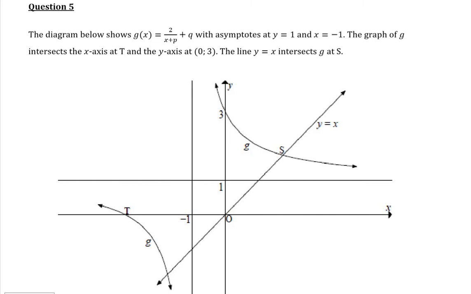Right, grade 11s, on to question 5. Question 5 was actually taken from a matric past paper, and it was quite criticized at the time for one reason only. It's a lovely question, but the question says the diagram below shows g of x, which is your hyperbola, with asymptotes at y is 1 and x is minus 1.